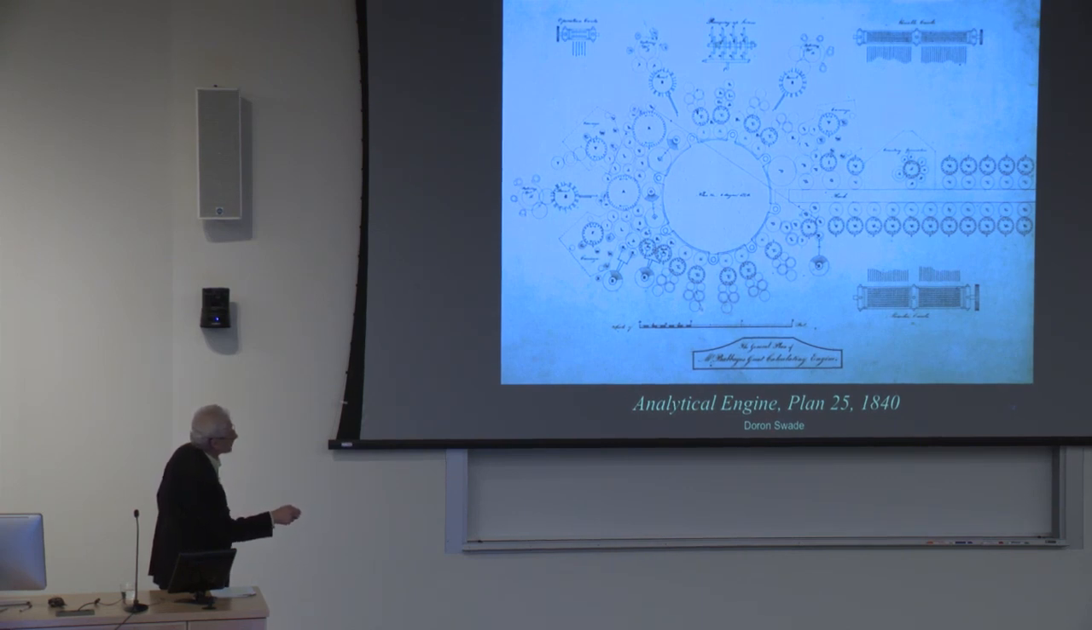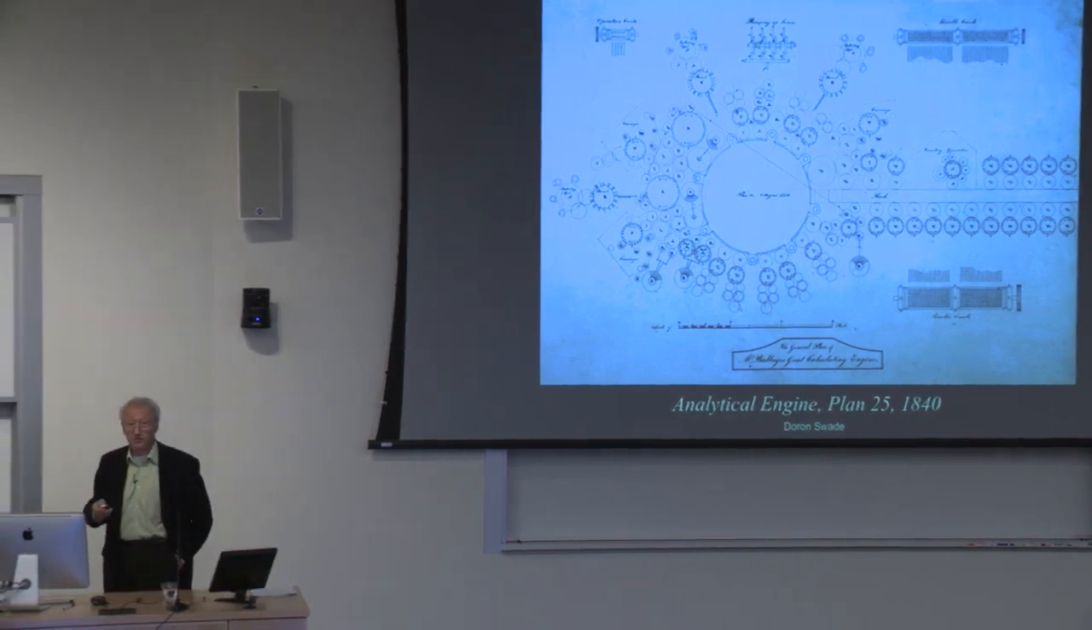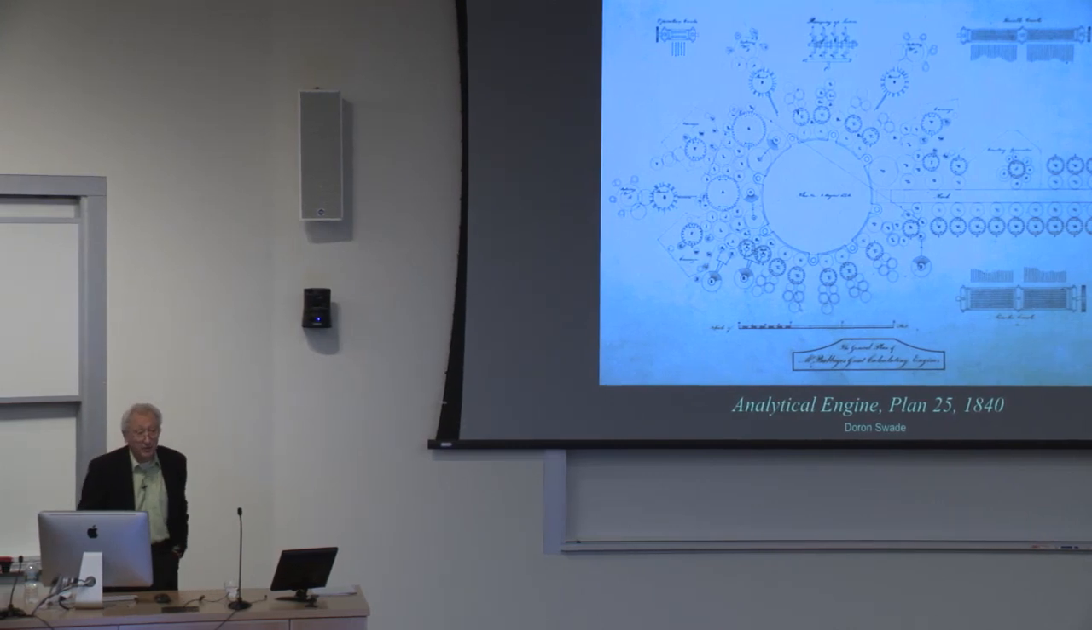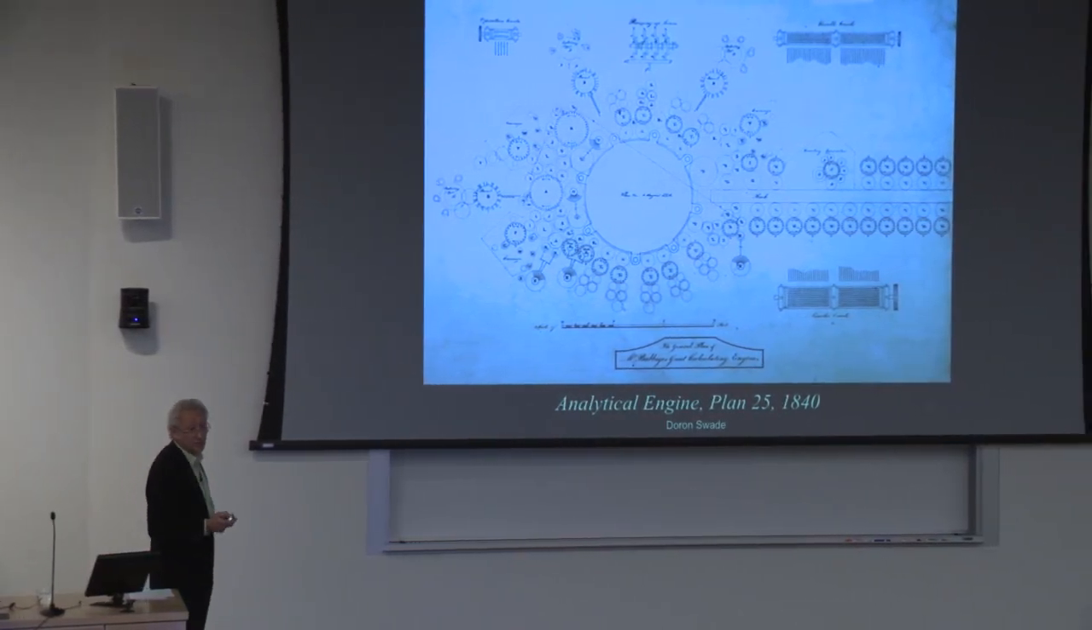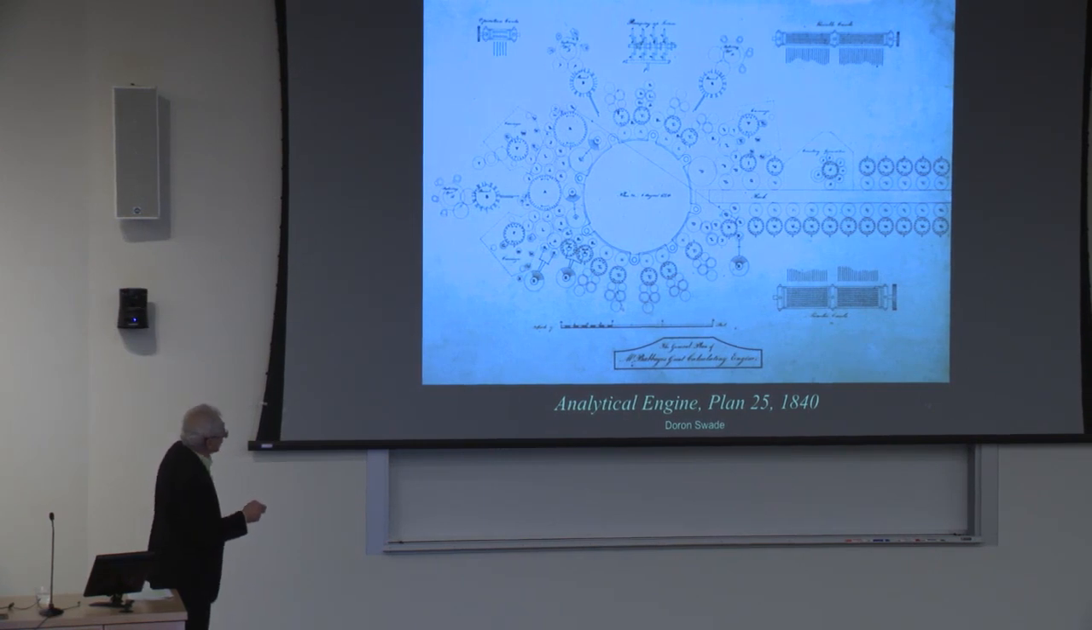We call it memory, he called it the store. So that's where the data was kept. So firstly, you see the separation of mill and store, of CPU and memory, which is a feature of the von Neumann architecture, which has dominated computer design since 1945: separation of store and mill.